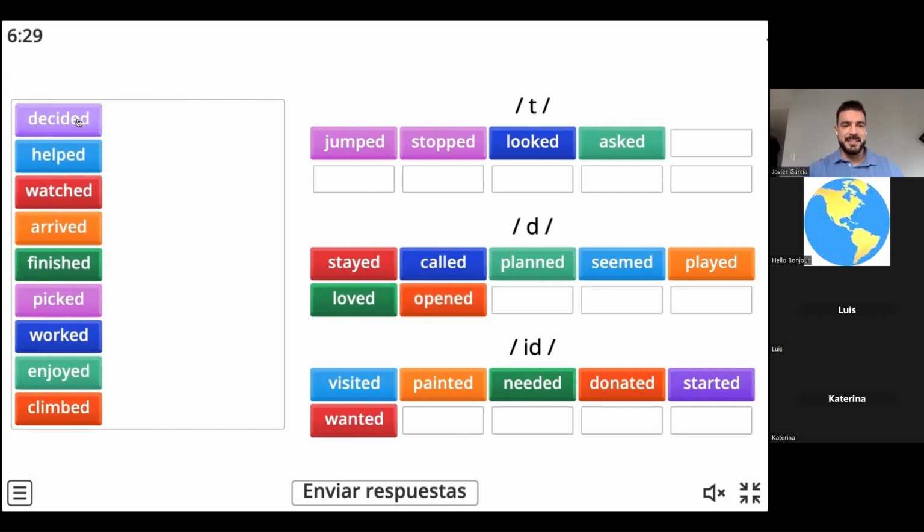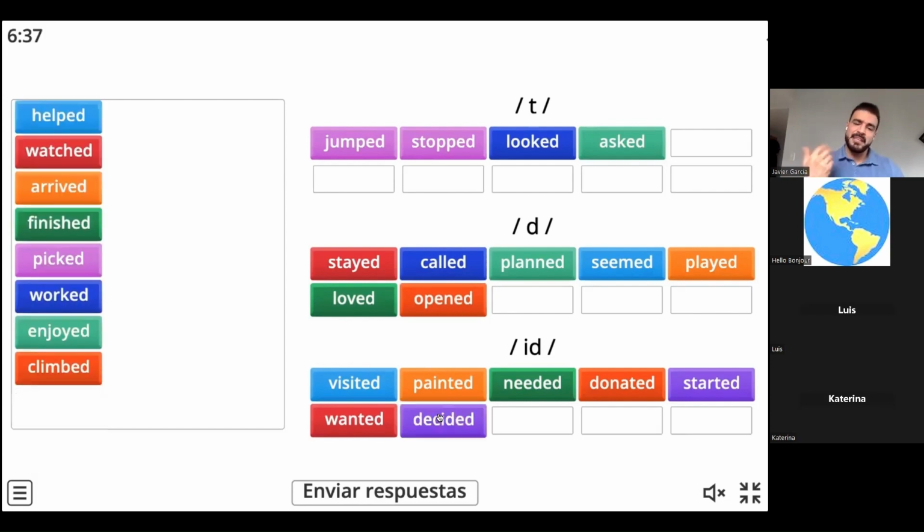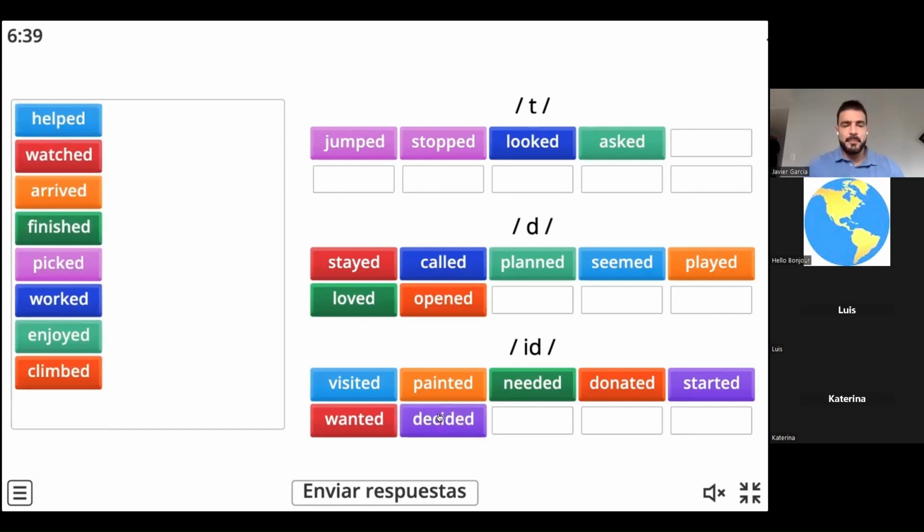Decided. Okay. It has that sound, right? Yes, it has that sound of the ID, right? Because it ends with an E, but the E is silent. So we pronounce the D and it's pronounced decided. Correct. What about help? Help.